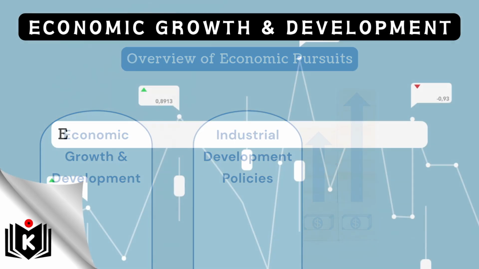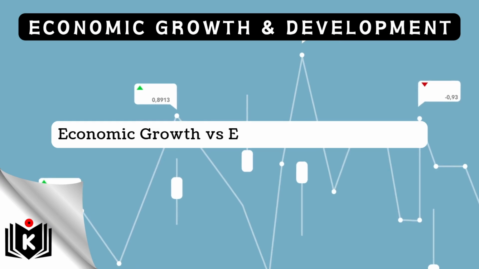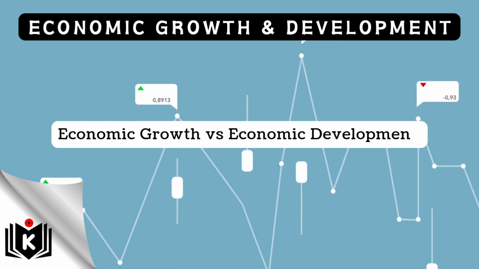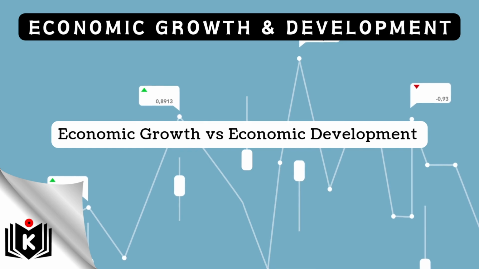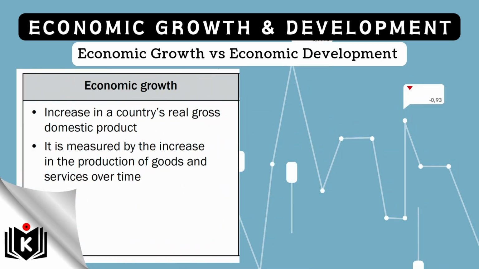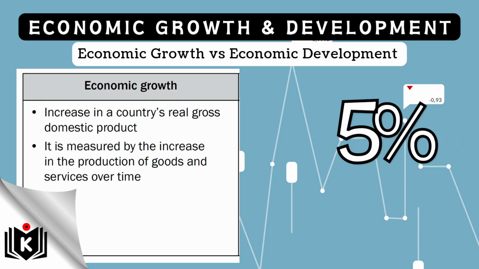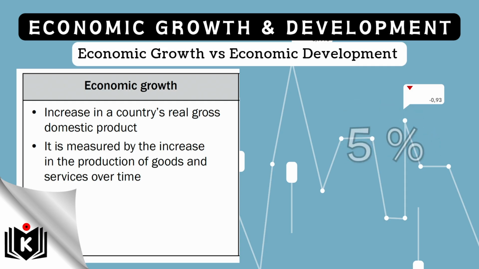In this next section, we'll discuss economic growth, as well as economic development, and also differentiate between these two concepts. On the one hand, economic growth is a quantitative concept which refers to an increase in the real output of a country over a given period. This is typically measured by the annual percentage change in real gross domestic product, or GDP. For example, if South Africa's GDP grew from 4 trillion rands to 4.2 trillion rands in a year, the economic growth rate would therefore be 5%.